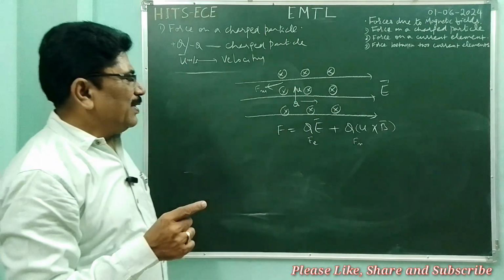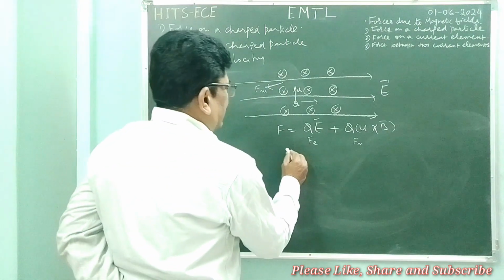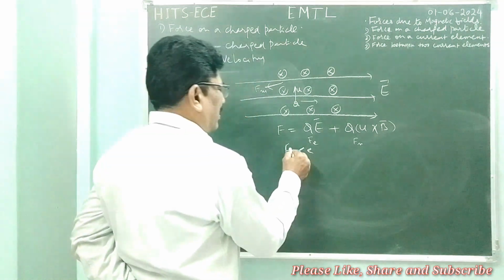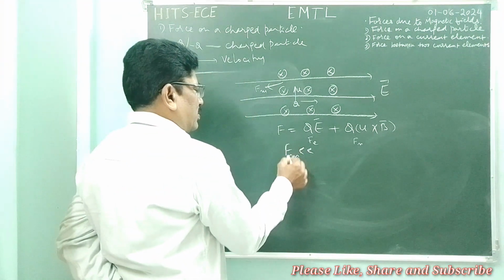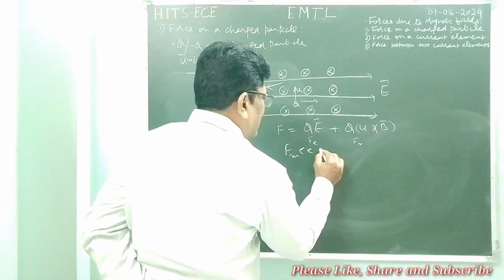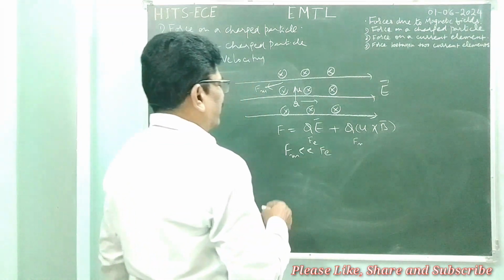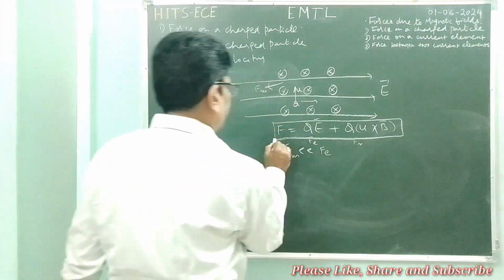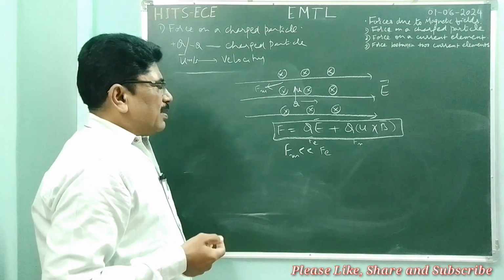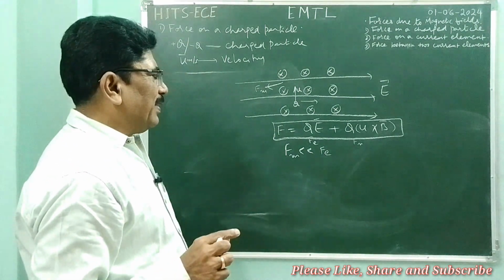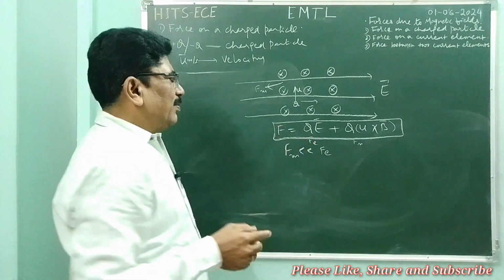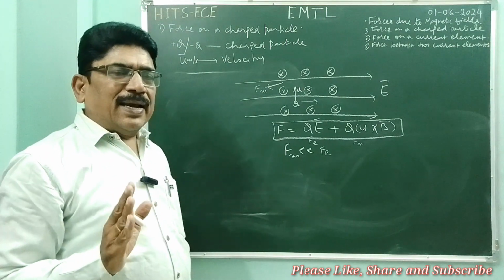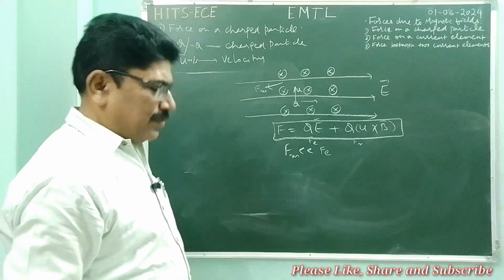Generally, this Fm, the force due to the magnetic field, is much less than the force due to the electric field. So we should remember this formula. This is the total force on the charged particle due to the electric field as well as the magnetic field. The force due to the electric field will be in the direction of the field, and the force due to the magnetic field will be at 90 degrees to the direction of the charge.